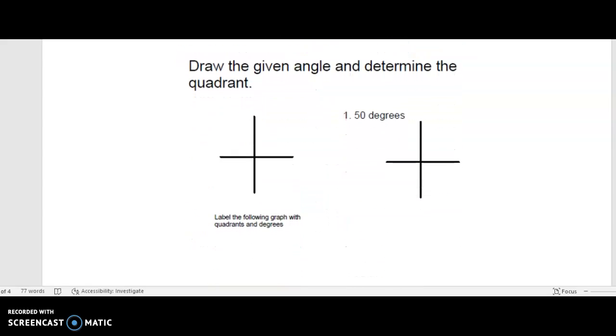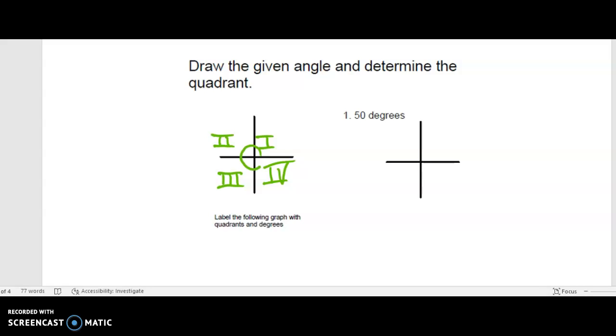So let's recall the four quadrants. We've got quadrant 1, quadrant 2, 3, and 4. So it kind of makes a backwards C. So you can remember first, second, third, fourth quadrants.